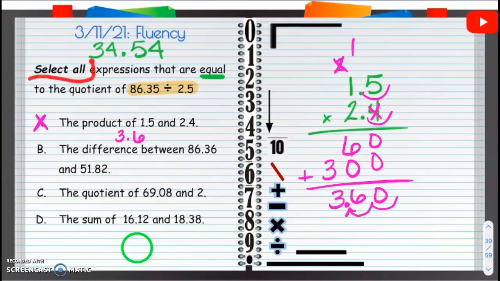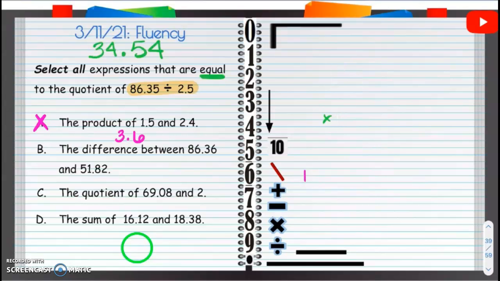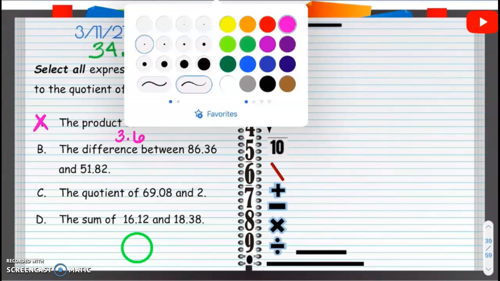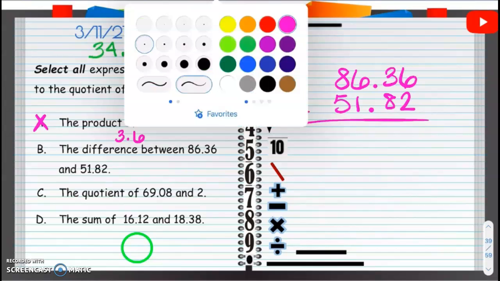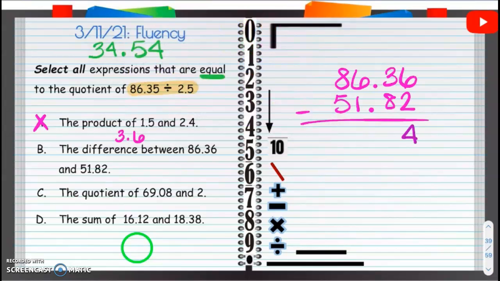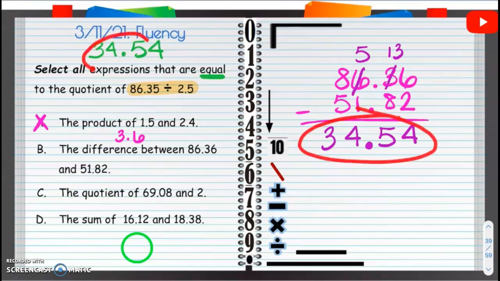And remember, this has select all, so it does not mean there's just one. There could be just one, but that means we have to check all of them. Difference: when we subtract 86 and 36 hundredths minus 51 and 82 hundredths, we have to line up our decimals. 6 minus 2 is going to be 4. 3 minus 8 we can't do, so that 6 becomes a 5, to make that 3, 13. 13 minus 8 is going to be 5. Drop that decimal. 5 minus 1 is 4. 8 minus 5 is 3. So we have 34 and 54 hundredths. Yep, that one's one of them.